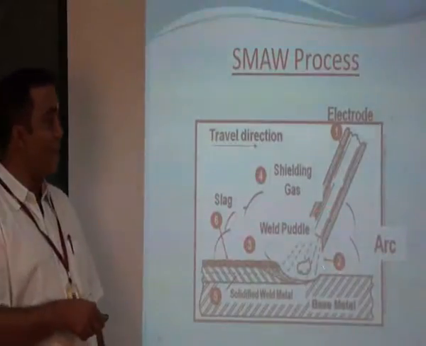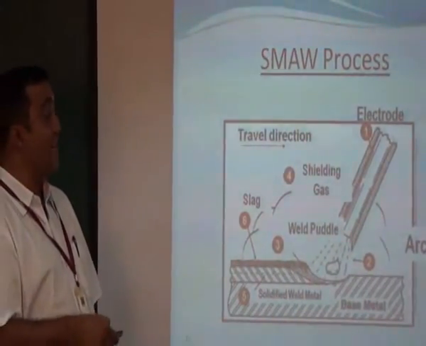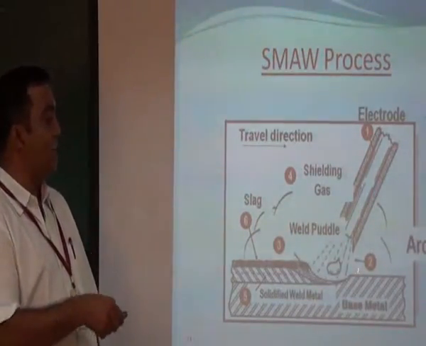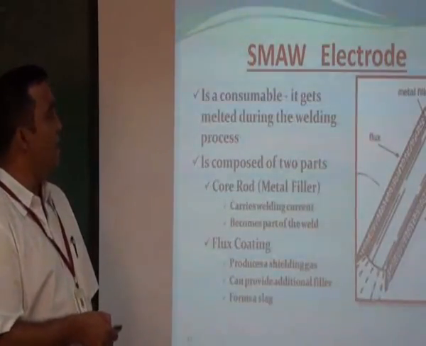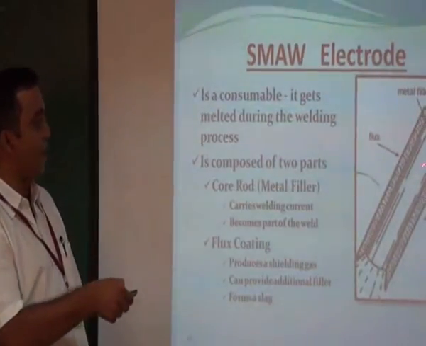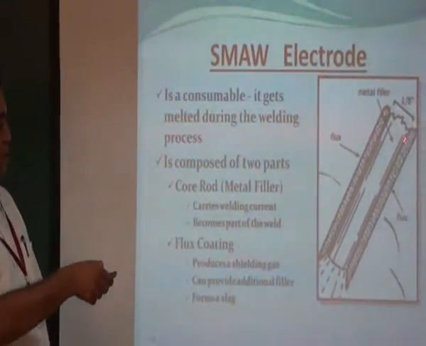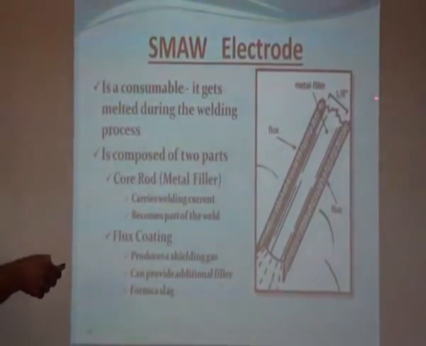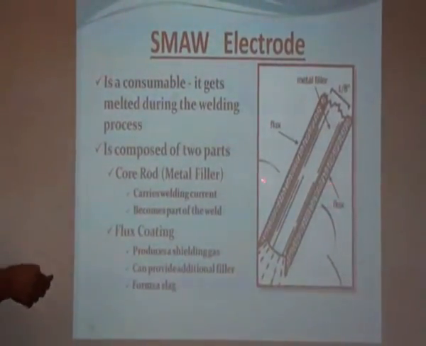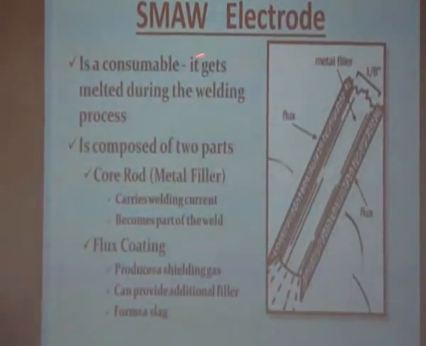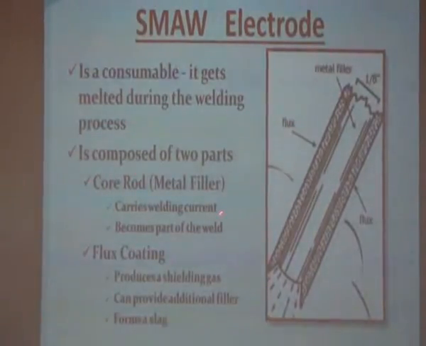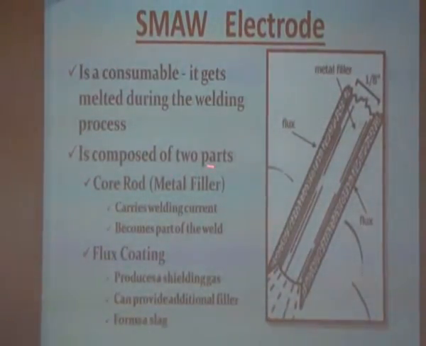Remember, this flux is a low melting agent. This melts faster than the core wire, which is inside the flux. Now this is the cross section of this electrode, and here you will be able to see that inside you have a metallic rod, and then on the top surface you have the flux. You will have the flux, and it is a consumable. It gets melted during the welding process. This electrode is composed of two parts. One is the core rod, the metal filler, which carries welding current and becomes part of the weld.